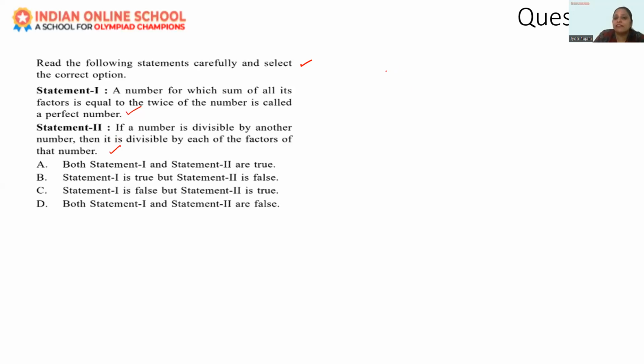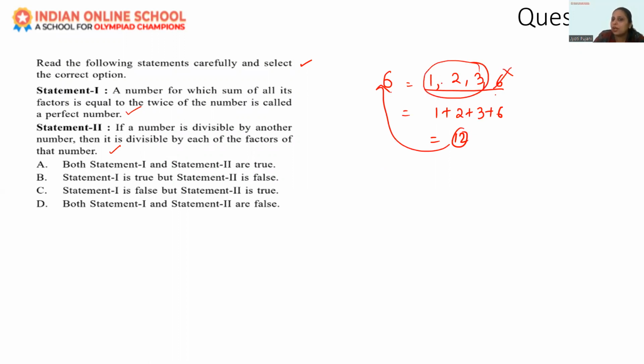Just like if I take the example of 6. So what are the factors of 6? 1, 2, 3, 6. If I add them, 1 plus 2 plus 3 plus 6, I am getting 12. That's twice this number. If I exclude this number, the sum of 1 plus 2 plus 3 is equal to 6. The sum of its factors is equal to that number. So both can be definitions of a perfect number.